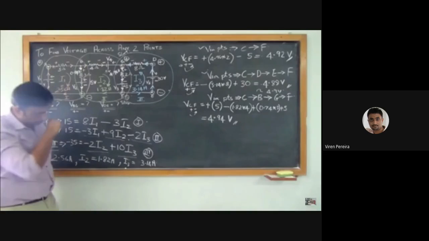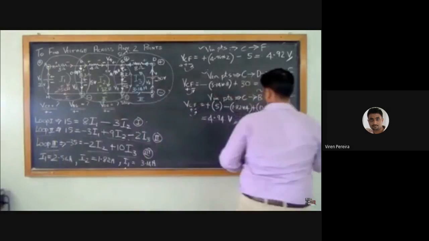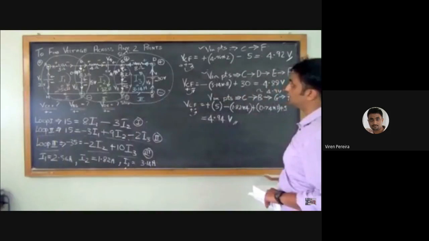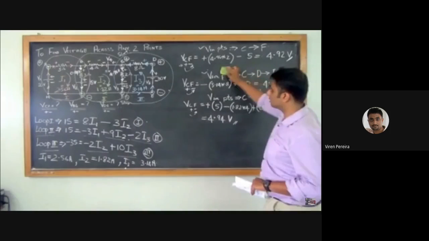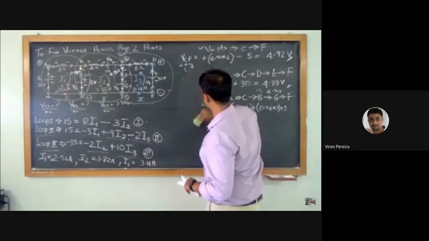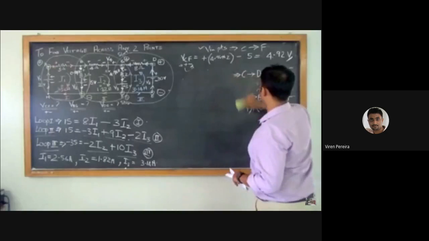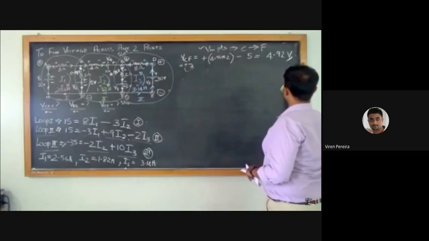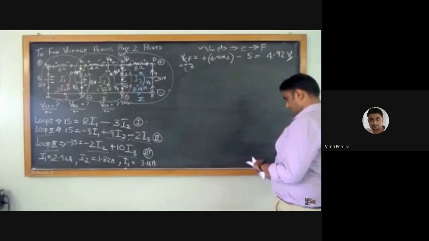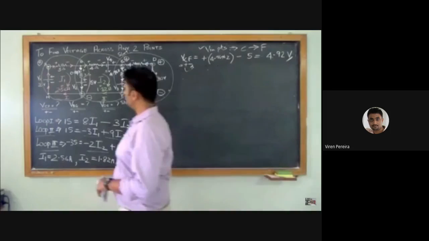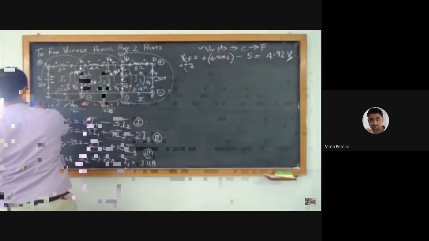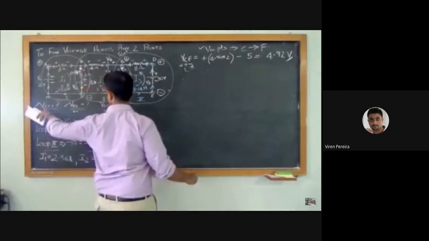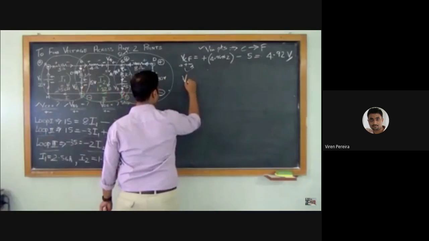Now, since we got the value of VCF, I'll skip these steps, since we already proved the point. And now I will go to find out the voltage across VAG. VCF is already found out. Now the voltage across VAG.